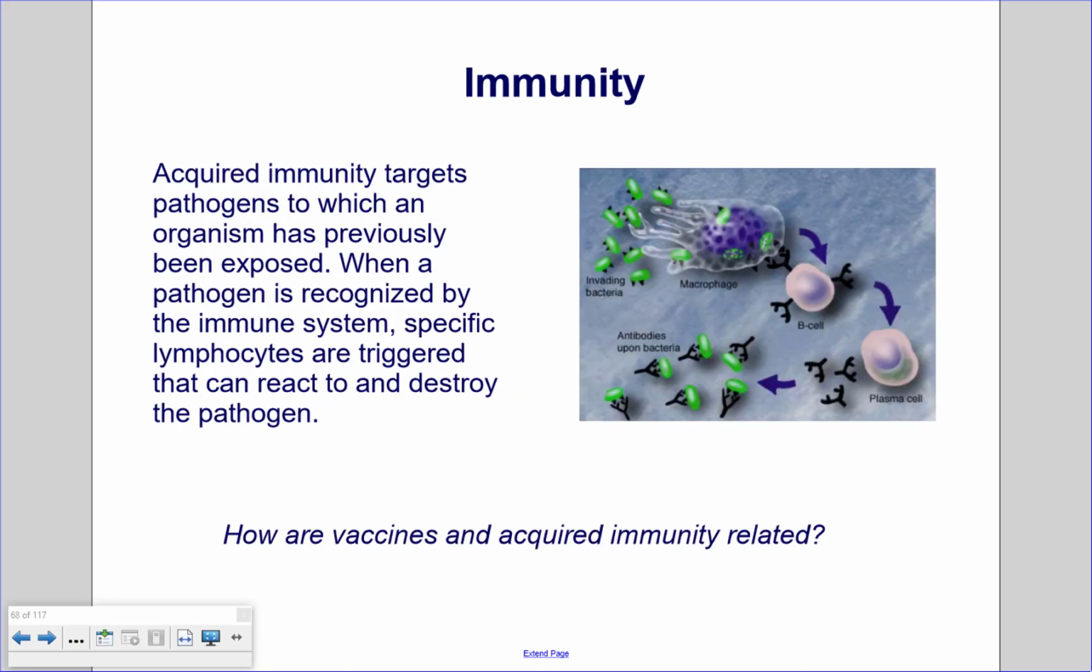Immunity. Acquired immunity targets pathogens to which an organism has previously been exposed. When a pathogen is recognized by the immune system, specific lymphocytes are triggered that can react to and destroy the pathogen. In this diagram, a macrophage is engulfing invading bacteria and then presenting surface proteins of the bacteria to B cells, which then make antibodies to recognize bacteria based on their surface proteins and congregate around them and trap them. How are vaccines and acquired immunity related?